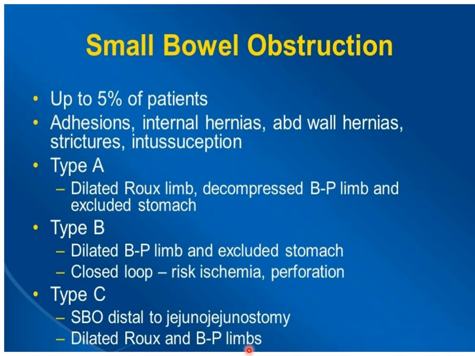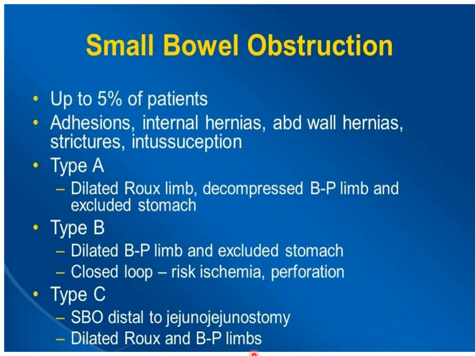But there is a bowel obstruction, because you know the signs and symptoms of bowel obstruction, you will find out that there's a bowel obstruction. And type 2: dilated biliopancreatic limb and excluded stomach. It means the excluded stomach and biliopancreatic limb, which are not functioning, will be dilated. So this type will be type B. Closed loop, and risk of ischemia and perforation is very common in this patient because the non-functioning one will be filled and its emptying is not so easy, so perforation occurs in this type.